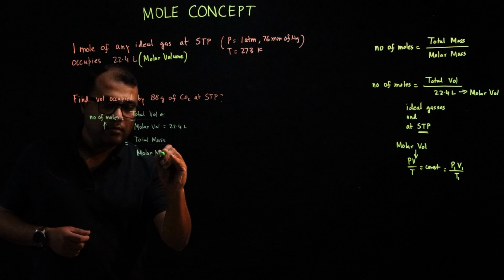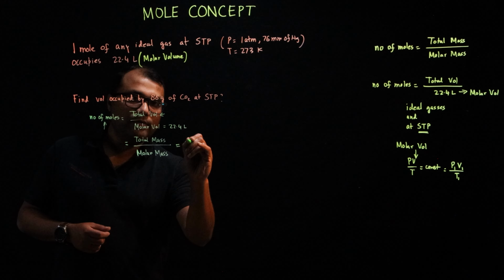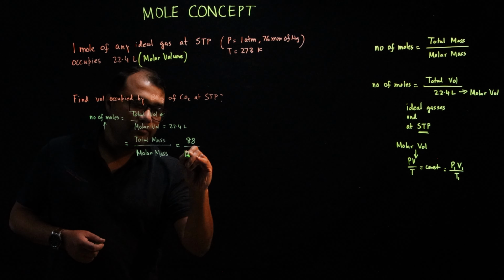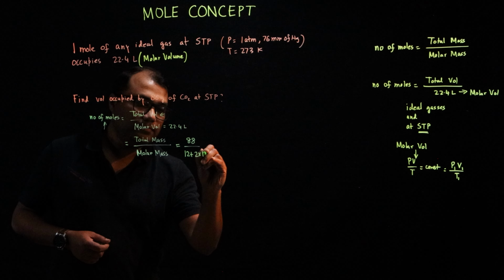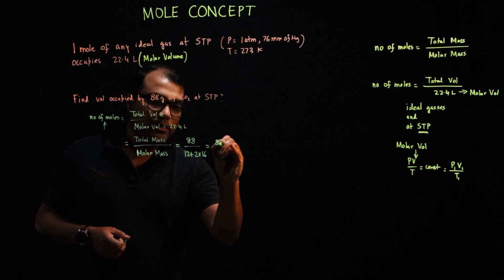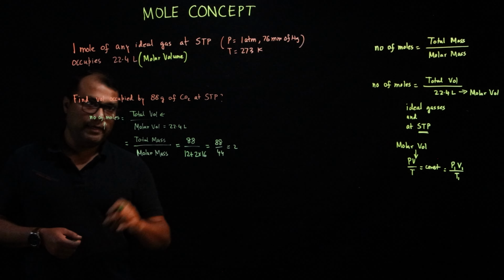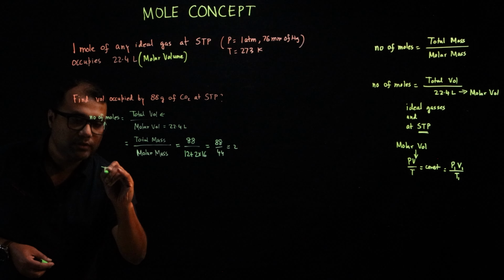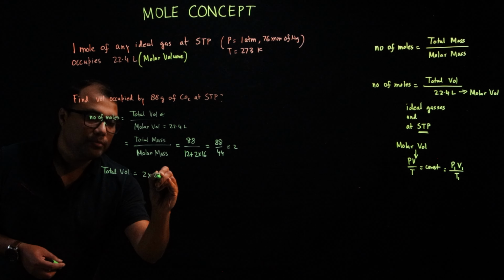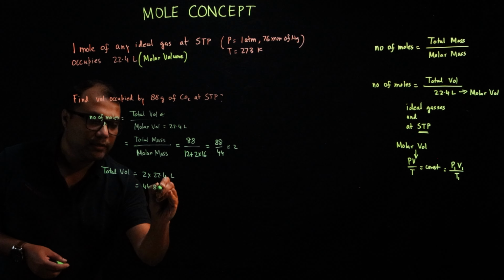So what's the total mass that's given? It's 88 grams. What is the molar mass of carbon dioxide? It's 12 plus 2 times 16, which is 32, plus 12 is 44. So 88 divided by 44 is 2. So there are 2 moles in 88 grams of carbon dioxide. So the total volume will be 2 times 22.4 liters, which is 44.8 liters.